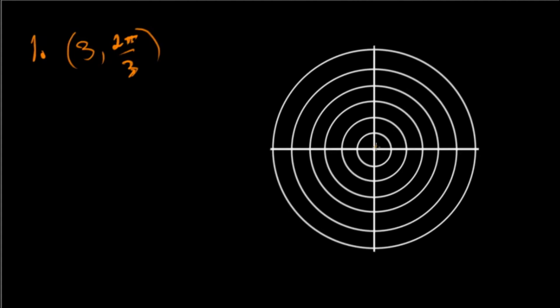So 2π/3 is going to be, that was π/3, 2π/3 is going to be somewhere around here. All right, 2π/3. And 3 units out, the nice thing about the polar coordinate system is these concentric circles are all 1 unit apart. So 1, 2, 3. There's our coordinate right there. I'm going to go ahead and change the color. This is right here.